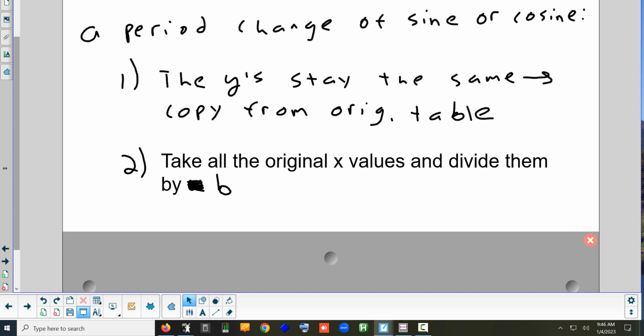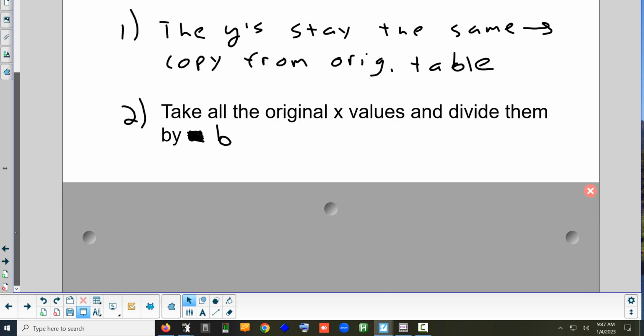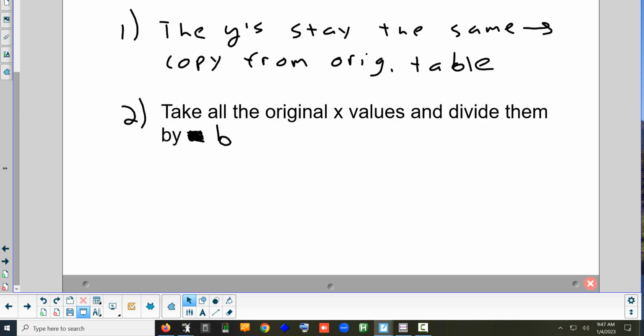All you have to do is take the original x's and divide them by b. In the case of dividing by a fraction, that would really mean we could switch it to multiply, but we'll look at that. So take your original x's and divide them by b. The y's stay the same. Okay, so we'll try 1 or 2 with period change, and that'll be it.